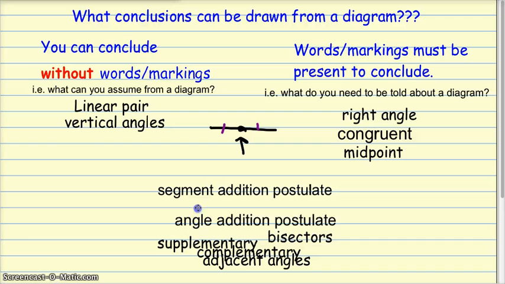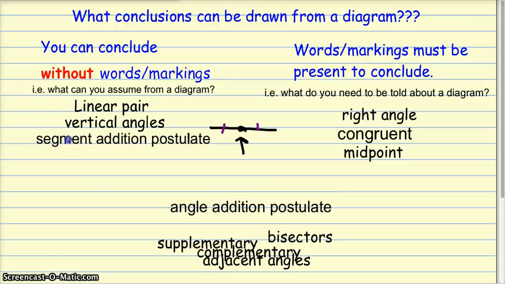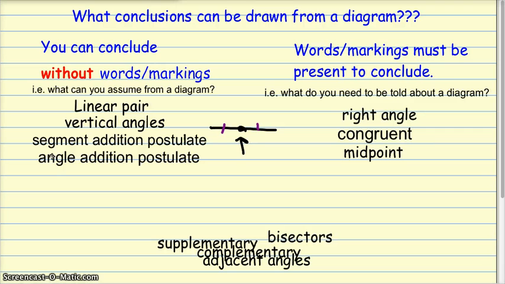Segment addition postulate and angle addition postulate. Both of these mean a part plus a part equals the whole. These things can be assumed mainly because of that word postulate, but I don't have to tell you that a part of the segment added to the other part of the segment equal the whole thing. That's something that you all know.